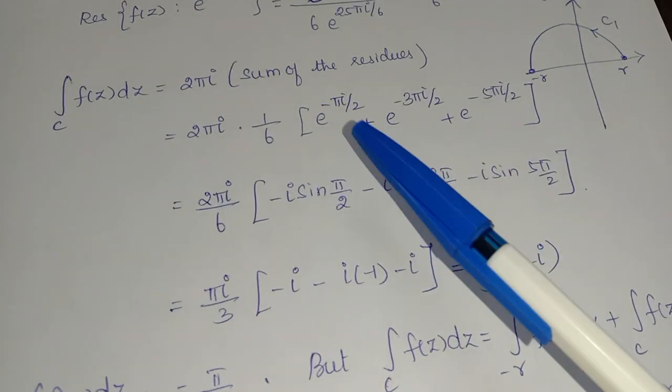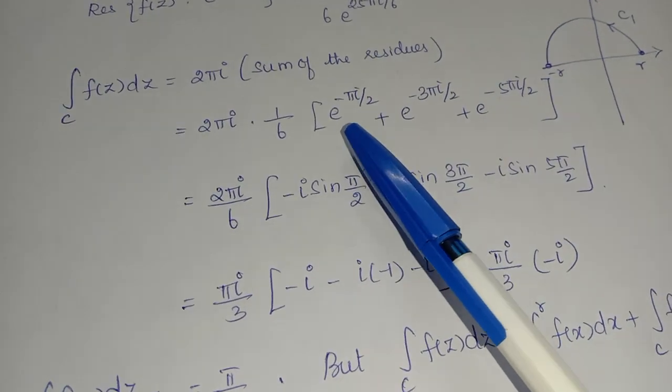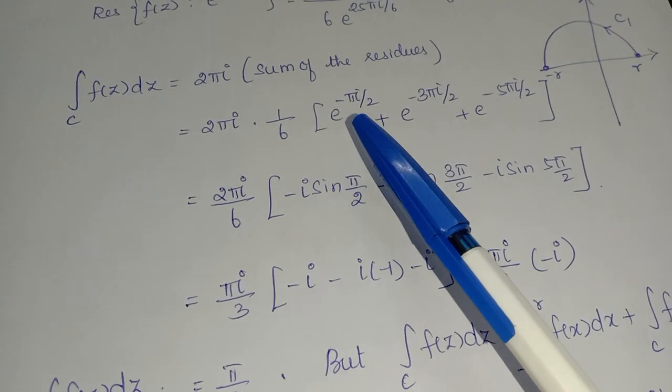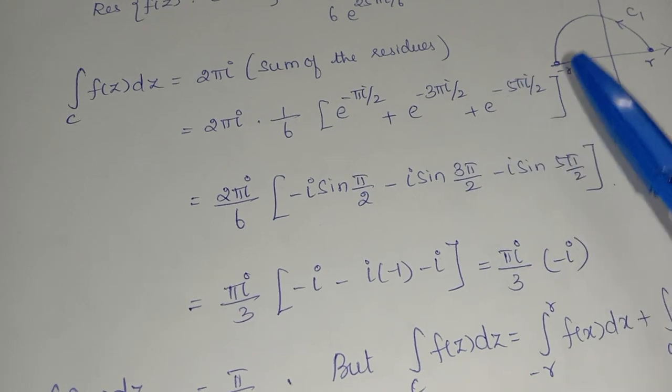Okay, now at all these pi by 2, cos will become 0. Only the sine function will come. What is e power I theta? Cos theta plus I sin theta. Cos pi by 2, cos 3 pi by 2, cos 5 pi by 2 are all zeros.